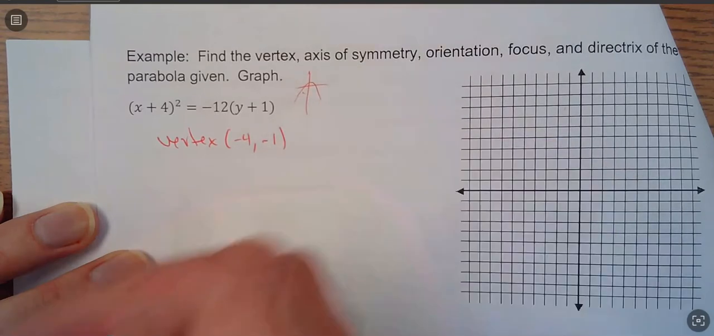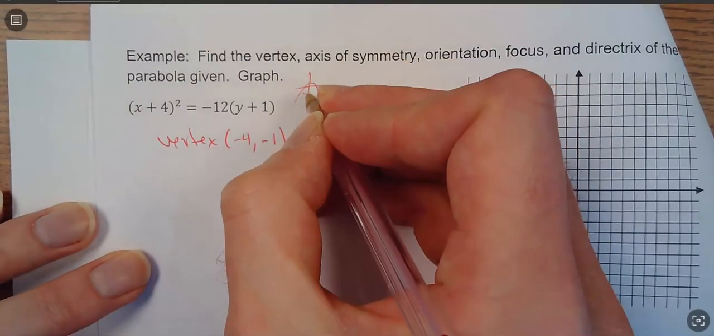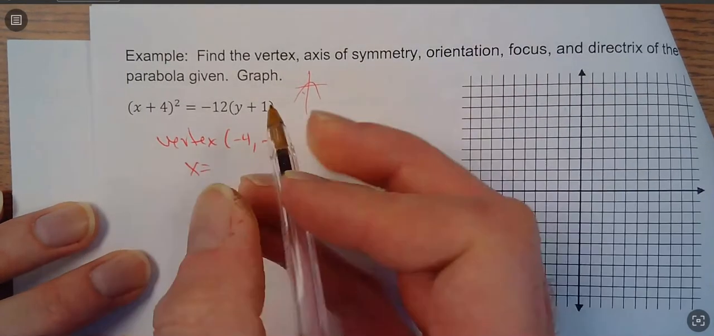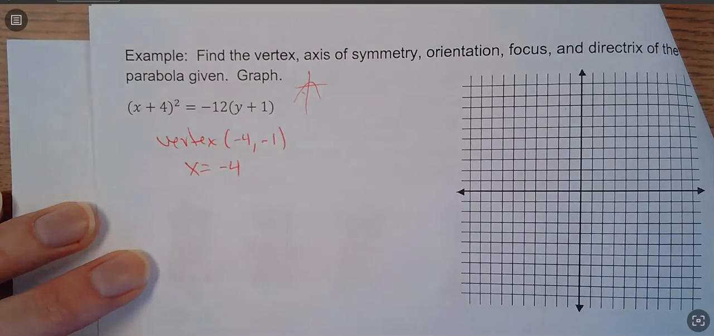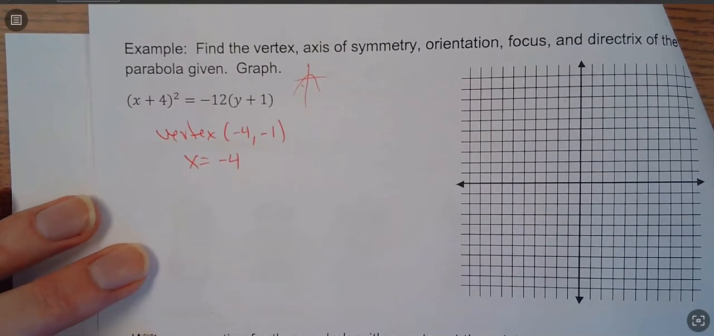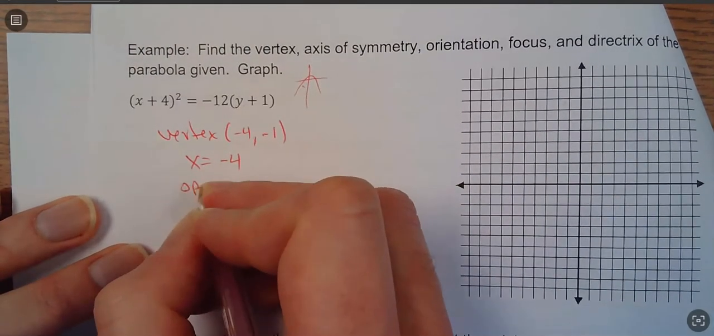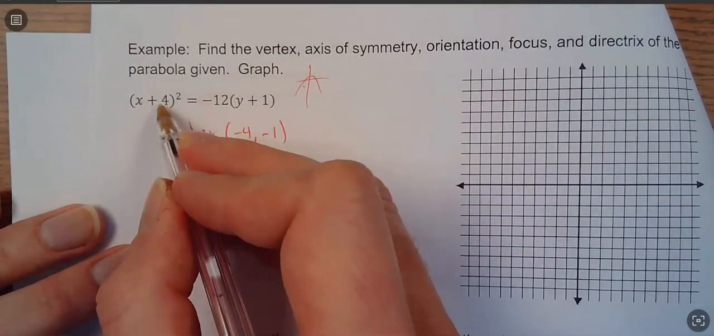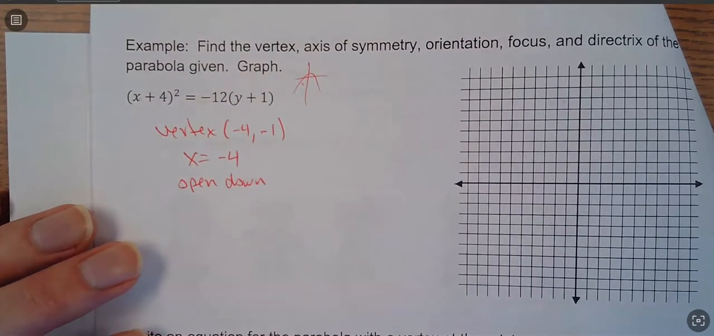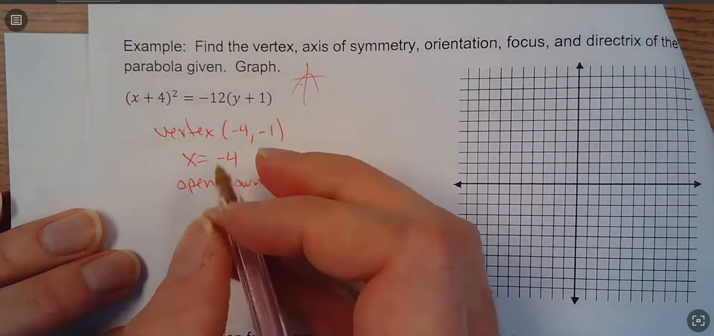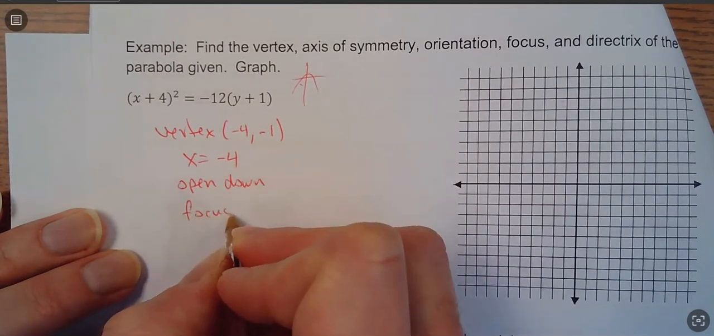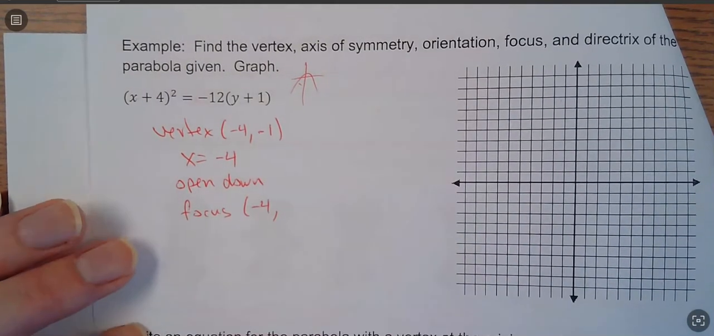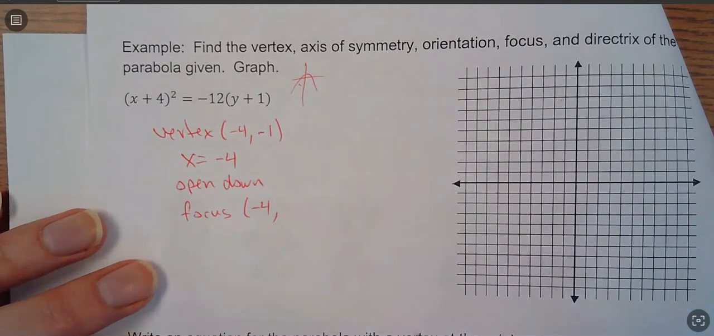So if I'm opening down, the vertex and the axis of symmetry, the axis of symmetry goes right through it, so it's going to share the same x coordinate. X equals -4. Now the orientation on this, we can say open down, just because that was a negative. It's an x squared, it means up or down, and then the negative means down. The focus on this one, since it's a vertical one, has to have the same x coordinate as the vertex. Now it's just how far down do I need to go?